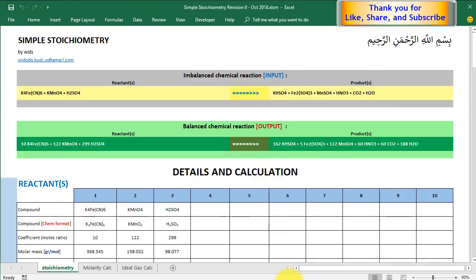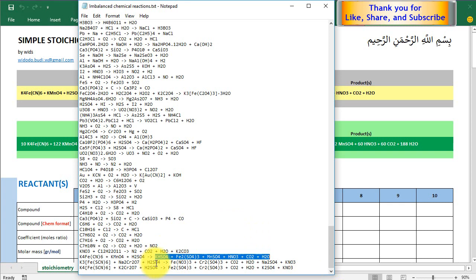Alright, I think this is the last one. We'll try this.